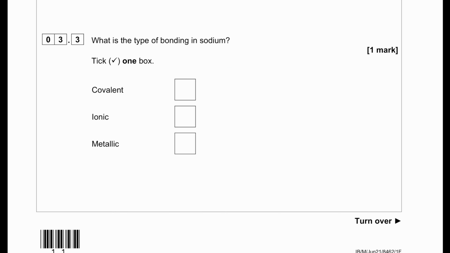What is the type of bonding in sodium? So sodium is a metal, so definitely it will have metallic bonding.